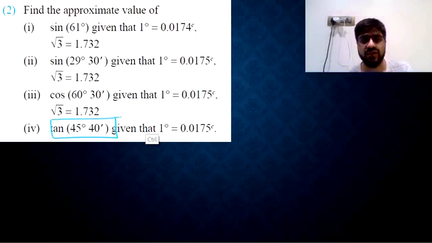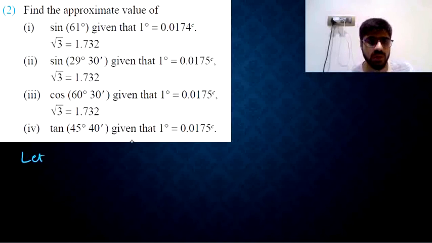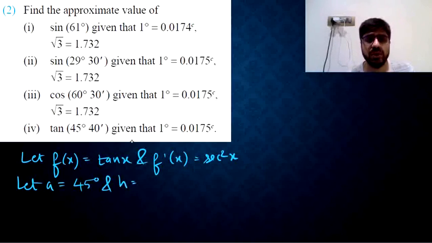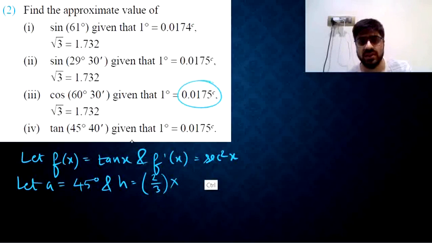Tan 45 degree and 40 minutes. So let f of x be equal to tan x, and f dash x will be equal to sec square x, and let a be equal to 45 degrees and h be equal to 40 minutes. So 40 minutes, that's going to be 40 upon 60, which is 2 by 3 degrees, and 2 by 3 degrees we will not use this value, but we will rather use the value of h as 2 by 3 into 0.0175, or the one that is given here. Anyway, both of them are the same.